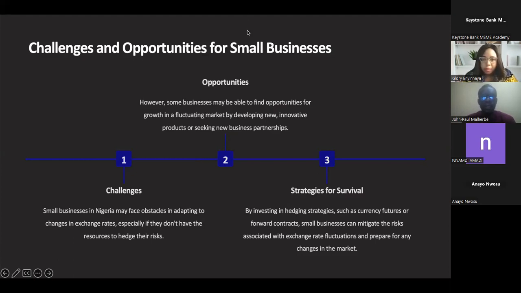However, there are ways to look for opportunities in that kind of scenario by developing new innovative products or seeking new business partnerships.